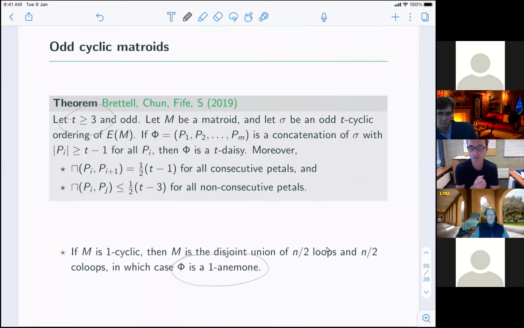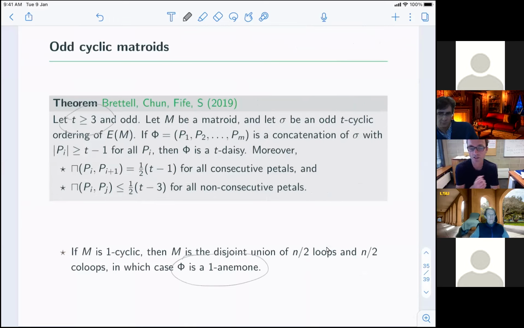What about T even? The same idea applies, but this time, strange things happen. The local connectivity is half T minus 2. It's half T minus 2 for all consecutive petals, but I haven't said anything about whether it's a daisy or an anemone. If you go back to the spikes, our favourite example, that's an anemone. The petals are these.